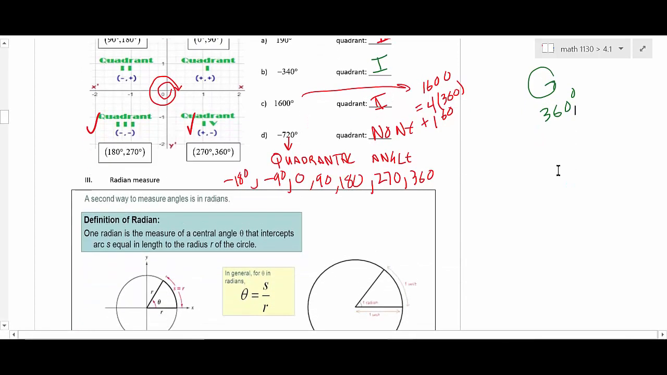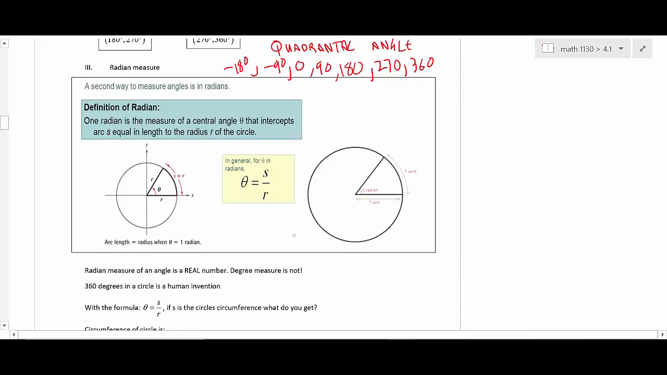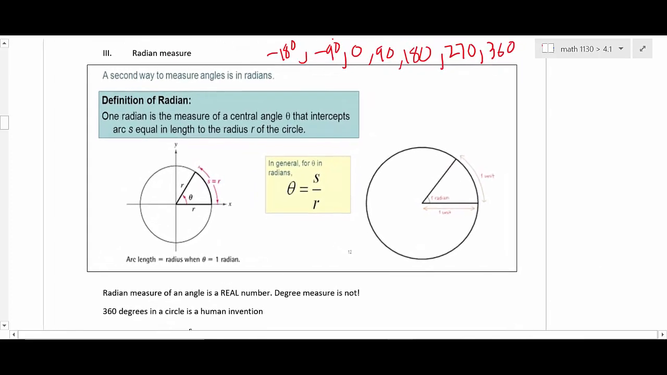So let me explain what a radian is. A radian, this is a mathematical discovery, okay? This is how you should measure angles. The only time you really do degrees is if you're talking about triangles, latitude on a globe, and stuff like that. But if you're working with mathematics and if you're working with calculus and stuff like that, you want that angle to be a real number measure. Okay, so let me explain what this is.